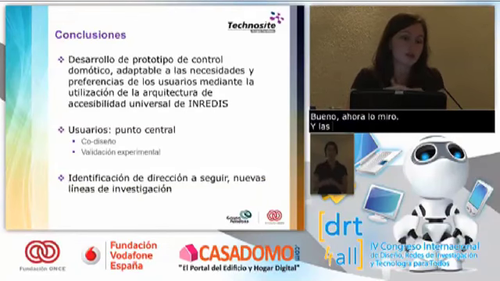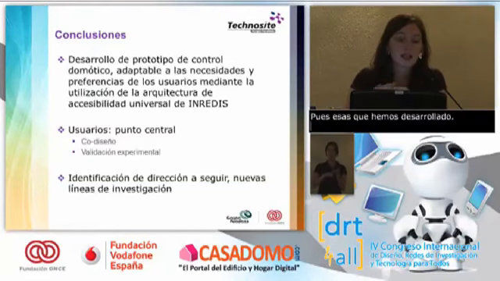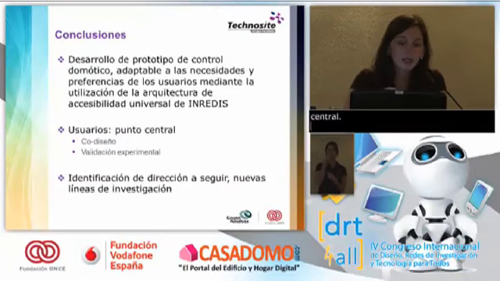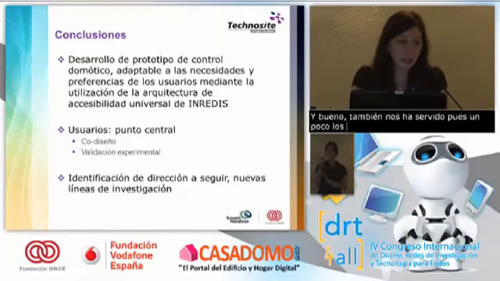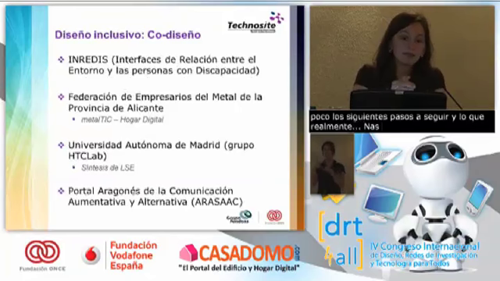So the conclusions, well, we developed a demotic control prototype, which was adapted to the needs and preferences of the users. And this was achieved by using an interoperable accessibility architecture developed by Inrelis. The users were at the center in the design and also in the validation. And it also was of great use to develop the steps to be followed for new projects in research.